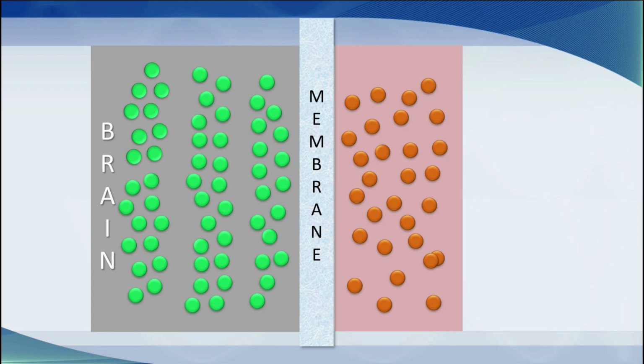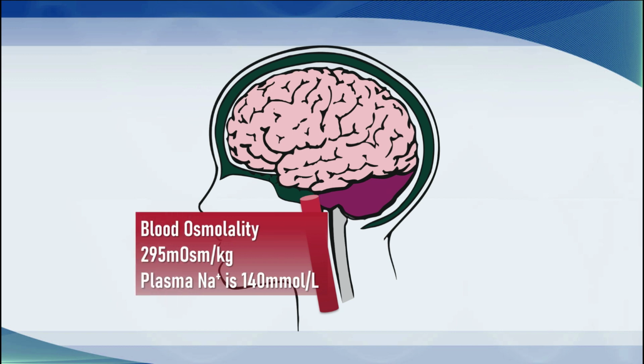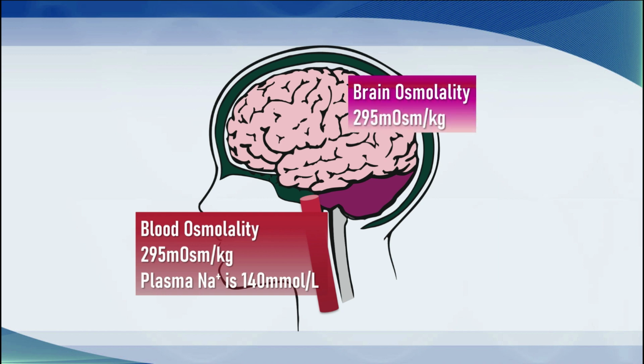Let me illustrate why this is important. This is a picture of a brain. I'm also drawing a single blood vessel leading into it, representing the carotid arteries and the vertebral arteries, but there's a huge vascular system in the brain. And if you look at the blood osmolality, it's approximately 295 milliosmoles per kilogram with a plasma sodium of 140 millimoles per litre. If you were to measure the brain osmolality, it would be exactly the same, 295.